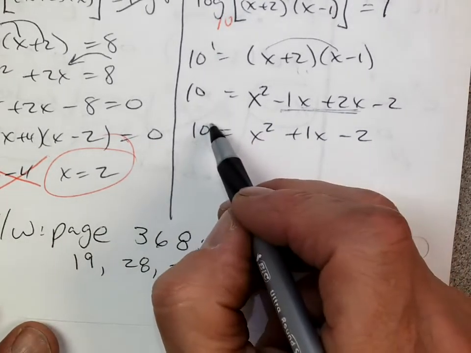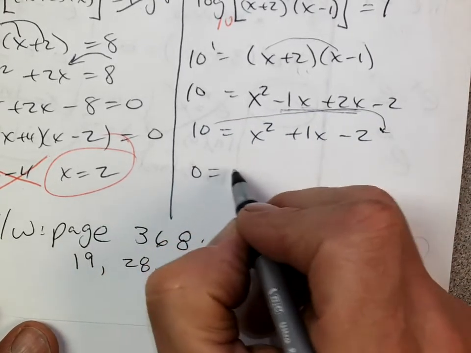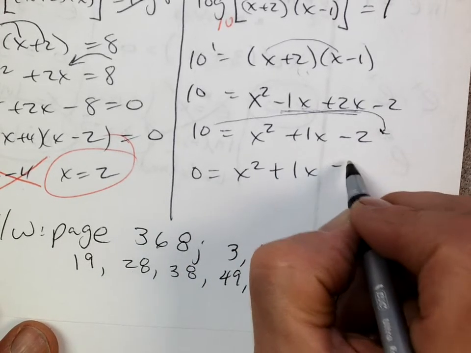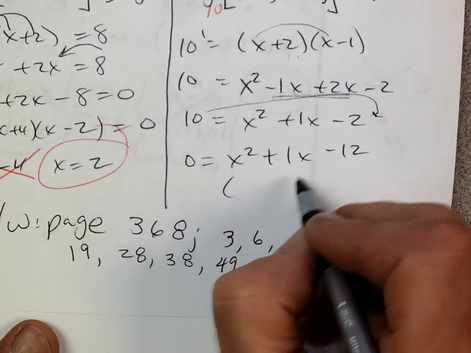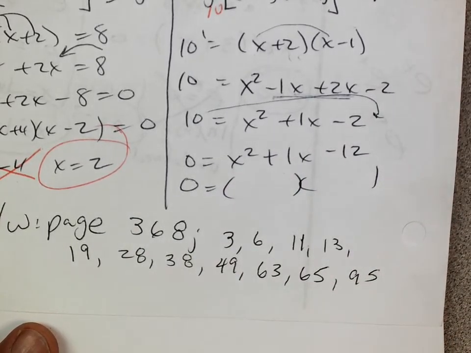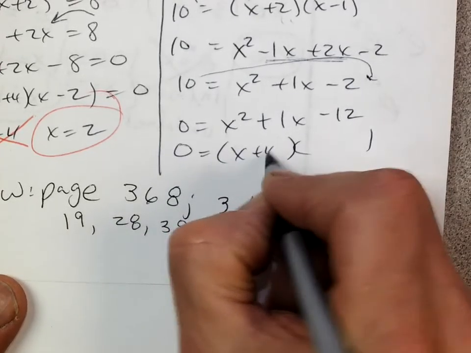Let's bring over the 10. Let's subtract the 10. Minus 10 minus 10. So 0 equals x squared plus 1x minus 12. And we can factor. Factor. What do you think? X plus 4, x minus 3.